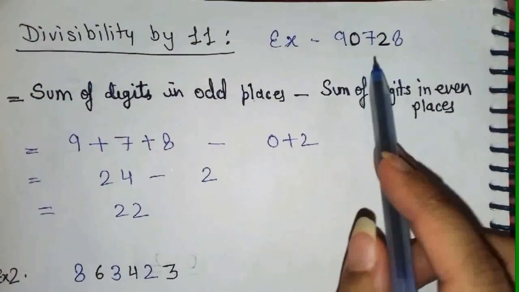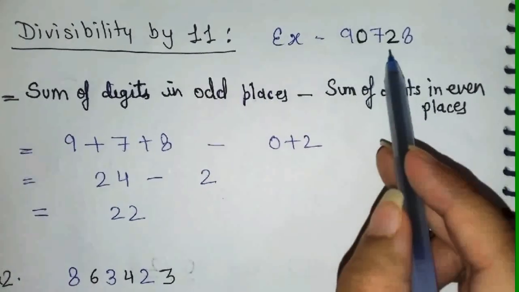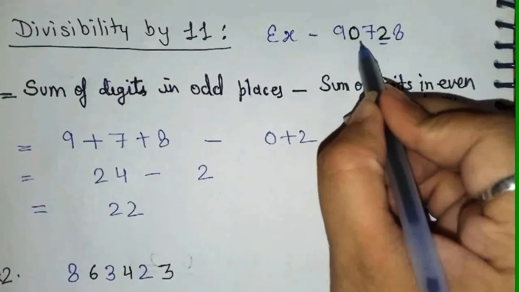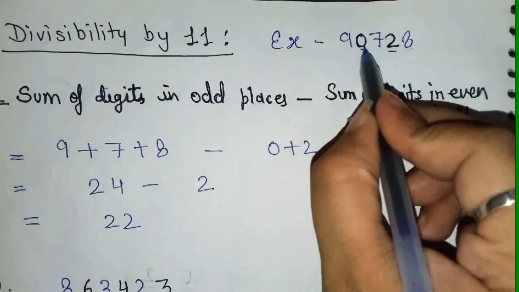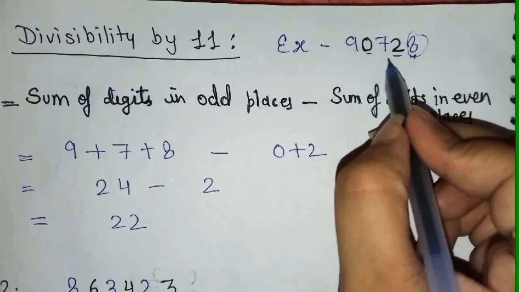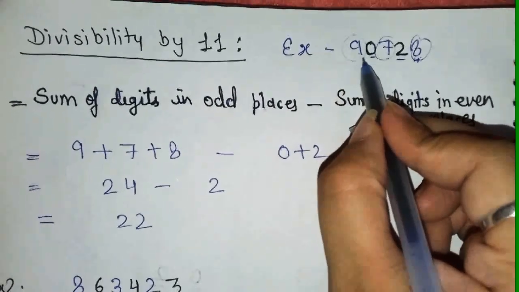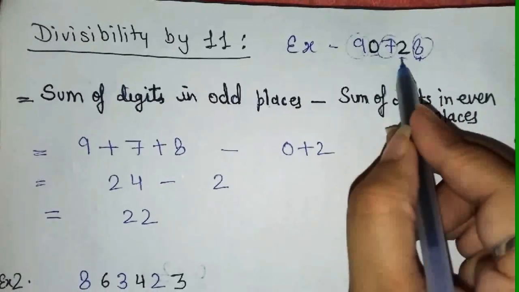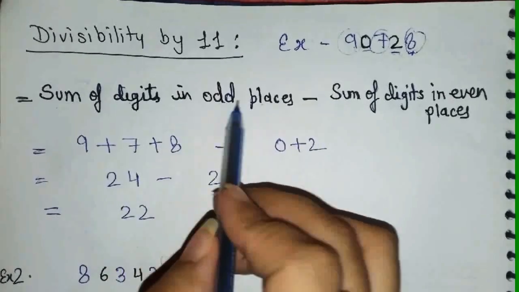For example, 90,728. Counting places 1, 2, 3, 4, 5, the odd-place digits are the first digit 8, the third digit 7, and the fifth digit 9. And 2 and 0 are the even-place digits. So, the sum of digits in odd places.